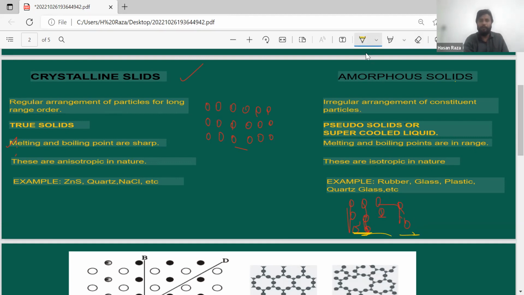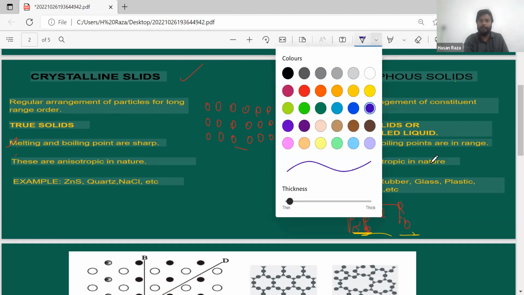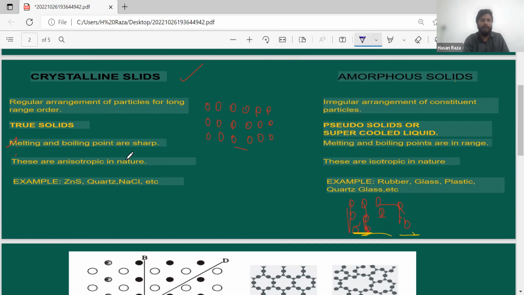Now come to the next point. Crystalline solids are anisotropic in nature and amorphous solids are isotropic in nature. Always remember, whenever you have a term like iso, iso means same, and aniso means different. So what is isotropic and anisotropic?